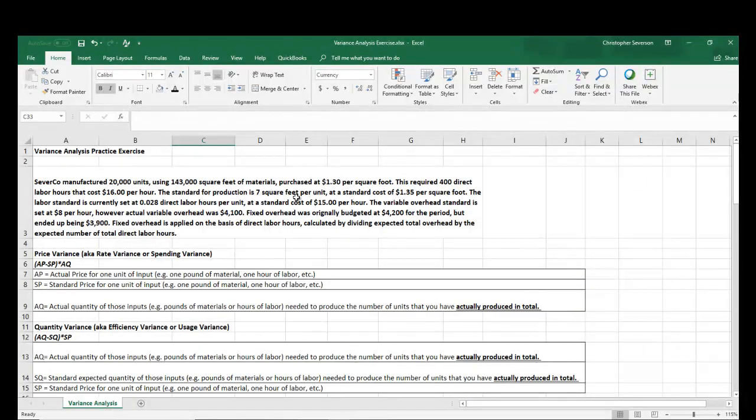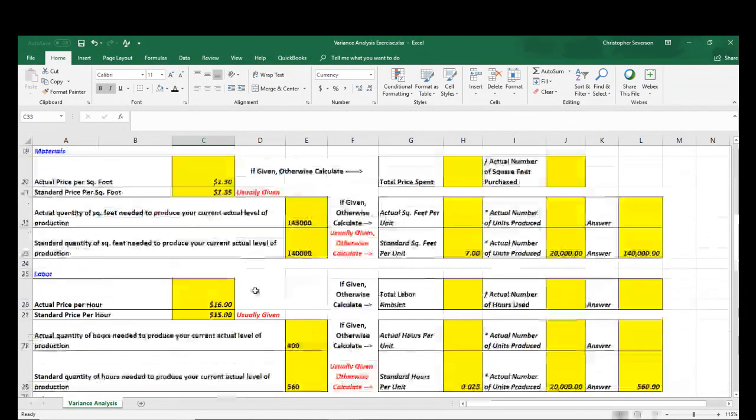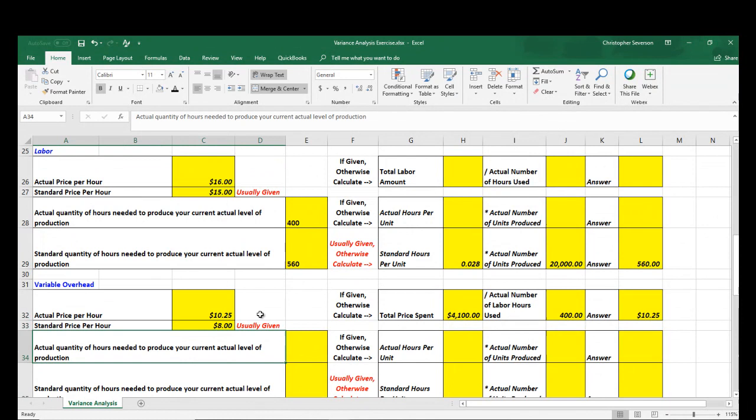The standard price per hour is $8. The variable overhead standard is $8 per hour. They gave that to us. So we actually spent $10.25 when the standard was $8. We spent quite a bit more in variable overhead than expected, so we've got to have an unfavorable variable overhead variance, price variance. Now let's take a look at the quantity.